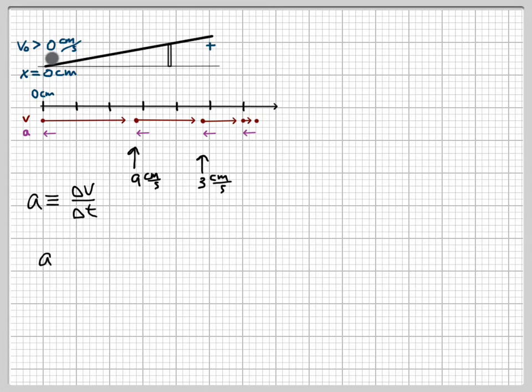So the acceleration in our case is the change in velocity, which is final velocity of 3 minus initial velocity of 9 divided by the time interval, and I chose two successive dots, so that's 1 second. So this gives us -6 over 1, so the acceleration in this hypothetical example is -6 centimeters per second squared. That tells me my acceleration vectors need to point to the left.